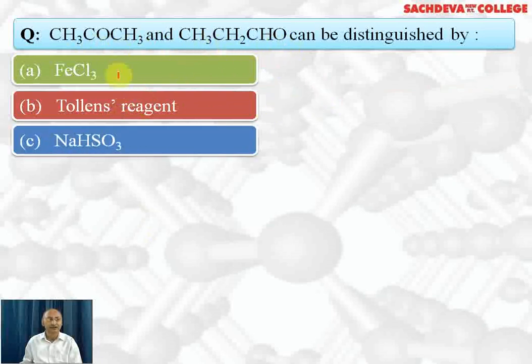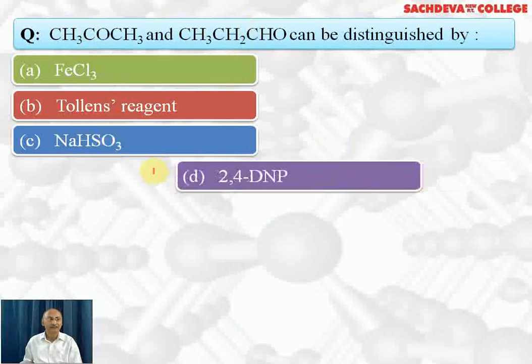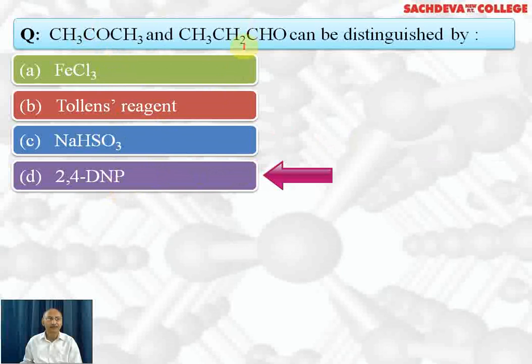Acetone will not. Sodium bisulfite? No. Both can react with sodium bisulfite. 2,4-DNP, both will react, so they cannot be used. So the correct answer is Tollens reagent. Propanal forms a silver mirror with Tollens reagent.